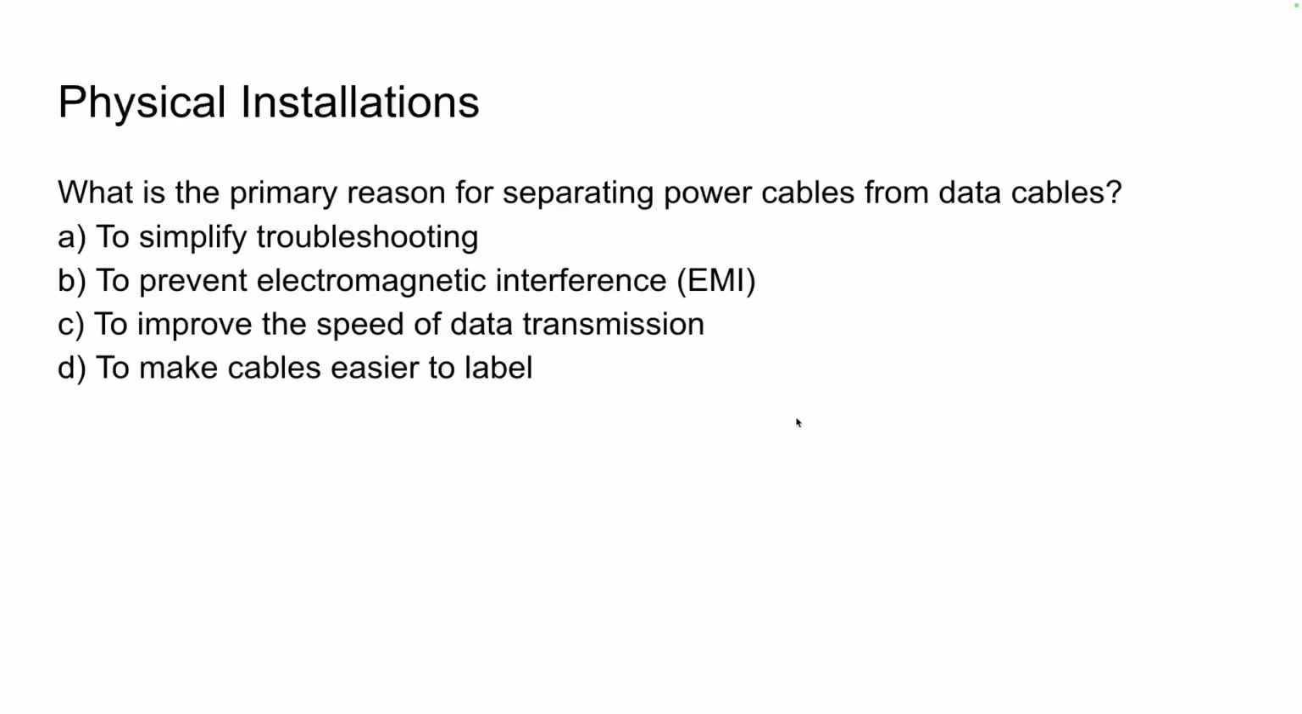What is the primary reason for separating power cables from data cables? To simplify troubleshooting, to prevent electromagnetic interference, to improve the speed of data transmission, to make cables easier to label. And I mean, by just using different coloring, you can make sure that they're easier to label. To improve the speed of data transmission, not really, but to prevent electromagnetic interference would be the answer. And that's it. We are now moving on to Section 3, Chapter 3, Organizational Processes.